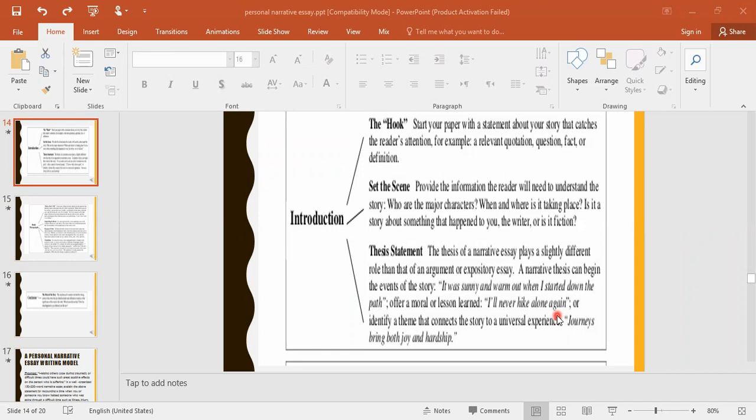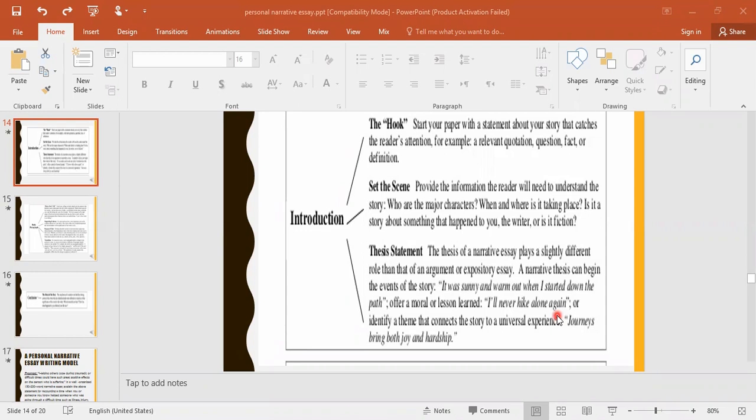We can start a thesis also offering a moral lesson or a lesson learned. I'll never hike alone again. This can be a thesis. I'll never hike alone again. This kind of thesis statements are very catchy, are very motivational, are very attractive. They يعني هيك they push the reader, they grab the reader's attention in order to read more.